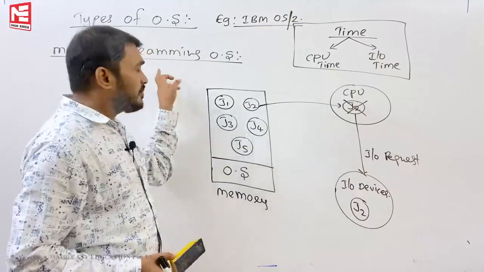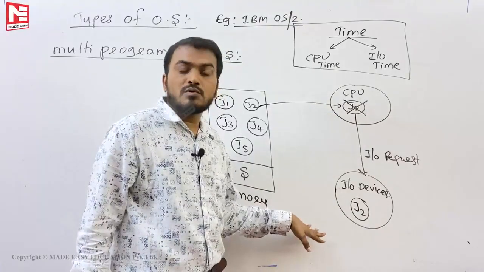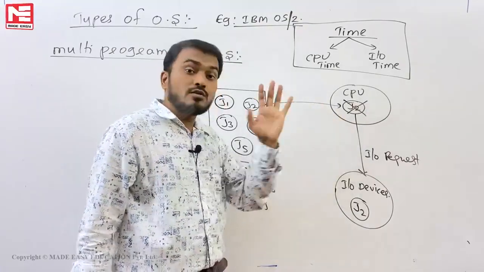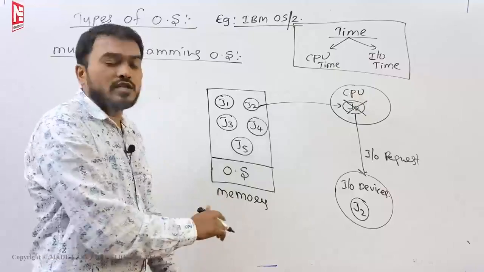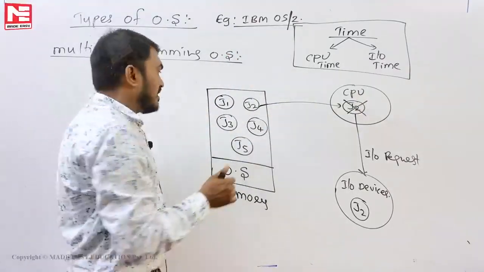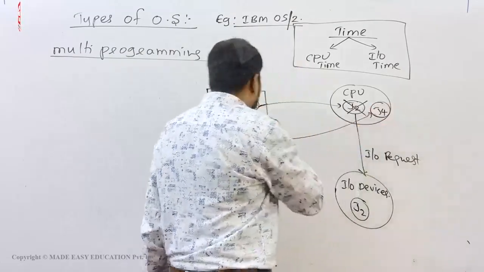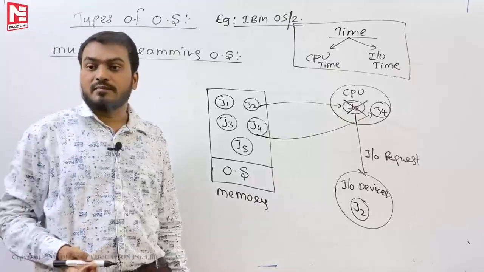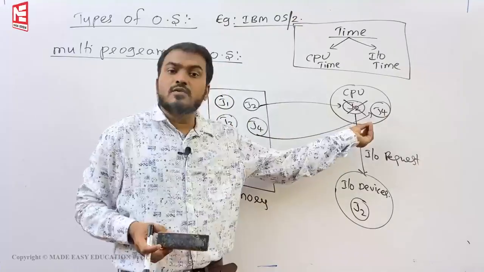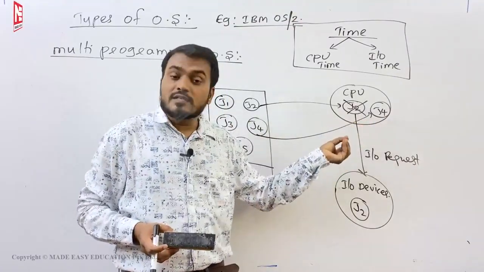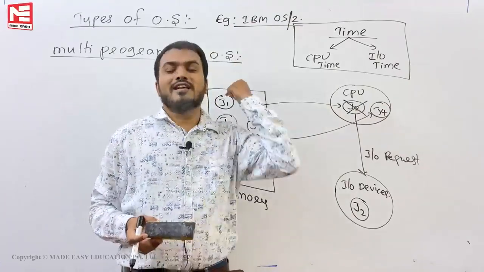And remember, in the multi-programming operating system, when the job is leaving the CPU to perform IO operation, we are not going to make the CPU idle. Immediately another job which is ready for execution will be scheduled onto the CPU. Maybe any job, let's say job 4. Is that clear? So when the job leaves the CPU to perform IO operation, another ready job will be scheduled onto the CPU. So what are we trying to do? We are trying to increase the CPU utilization.